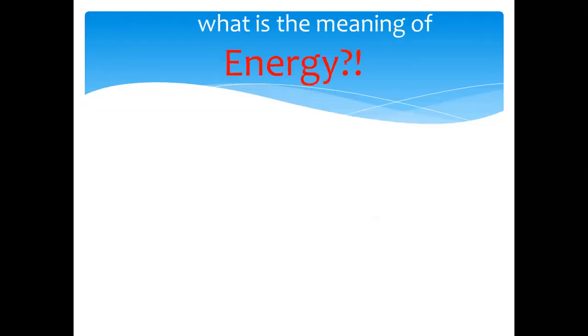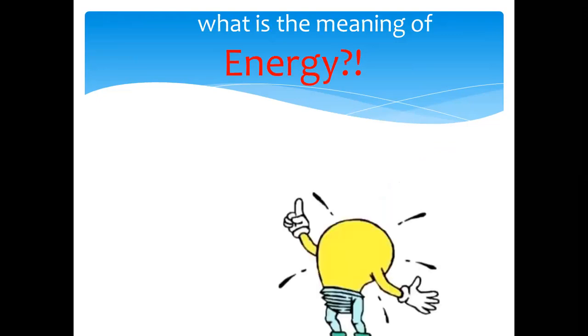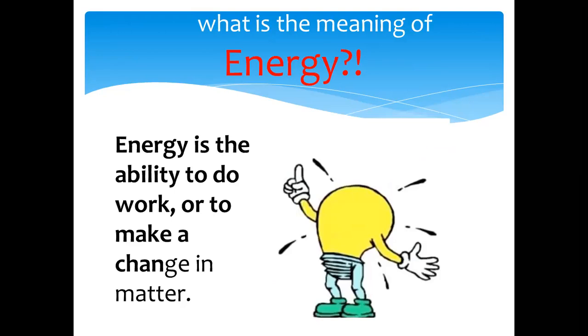When I ask you what is the meaning of energy, and I push the chair, I'm using energy right now. I'm pushing the chair, I'm doing work. And when I do this work of pushing the chair, I make a change. I change the place of the chair from one place to another. So we can say that energy is the ability to do work or make a change in matter. And matter is any material around us. Heat is a form of energy, by the way.